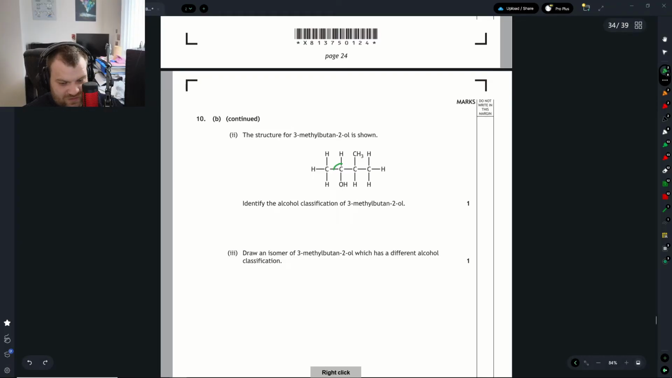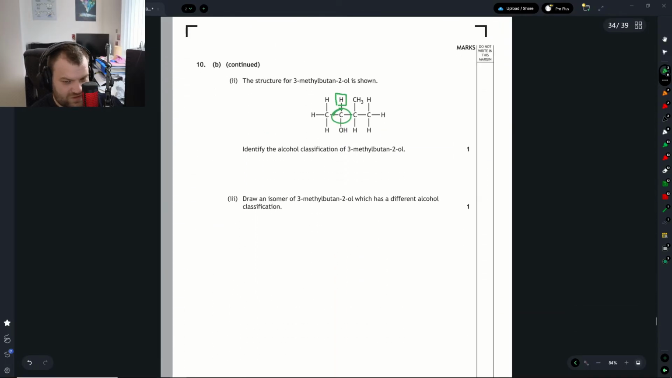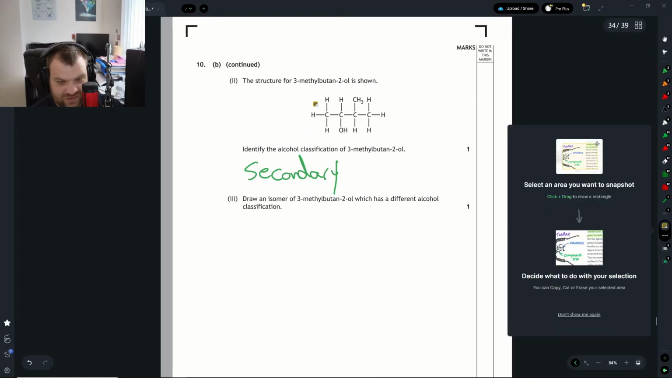Then it's all to do with, the question says, how many hydrogens are attached to that carbon. We have only got 1 hydrogen attached to that carbon. And if you look up to here, one hydrogen attached to the carbon with the OH makes it a secondary alcohol. Down here, that is going to be secondary. Next, we have to change this around to make it have a different classification, based off of how many hydrogens are attached.